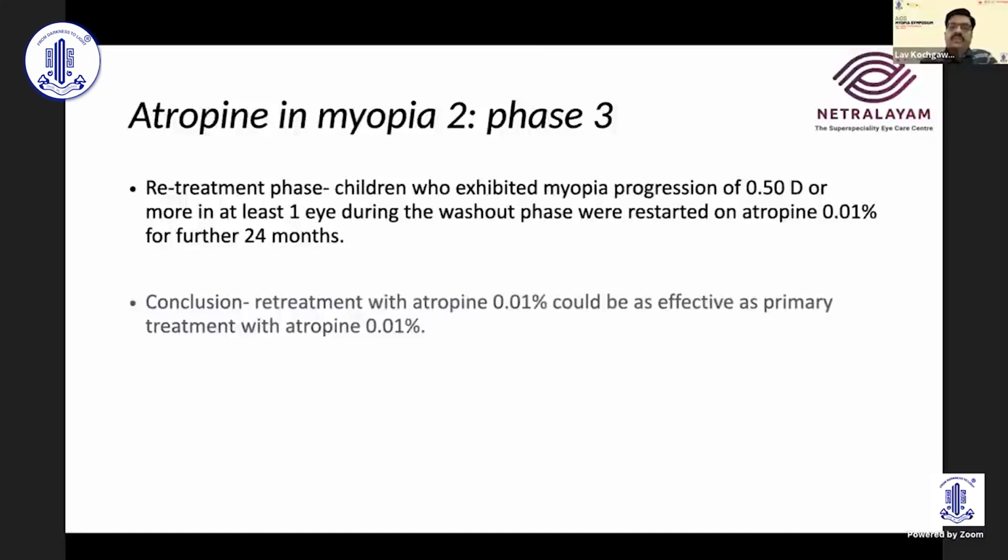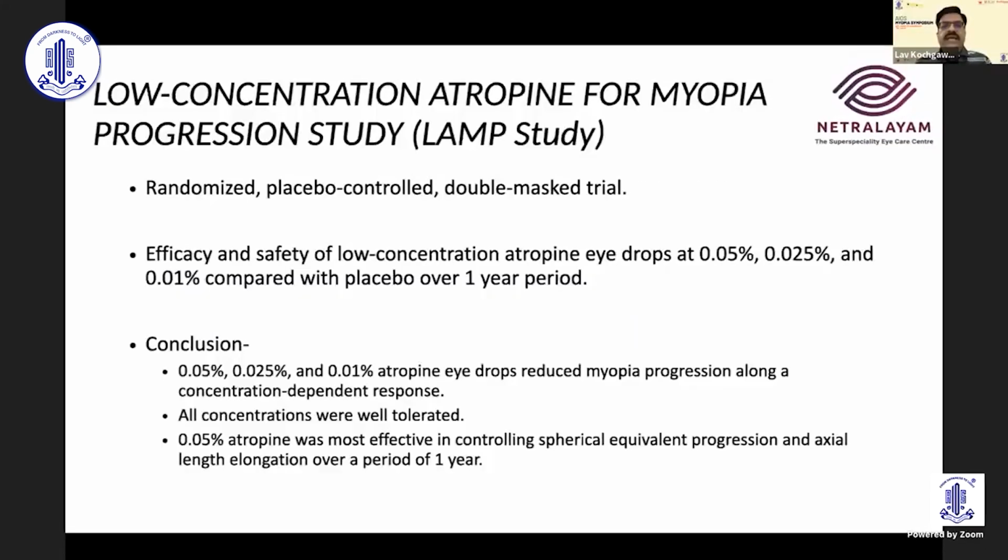Phase 3 was the retreatment phase in children who had rebound progression. Children who exhibited progression of 0.5 D or more in the washout period were restarted with 0.01% atropine for a further 2 years. They concluded that retreatment with atropine 0.01% was as effective as the primary treatment. With the findings of these studies, we have the basic guidelines on how to treat these children. There was another study called the LAMP study, on low concentration atropine for myopia progression.